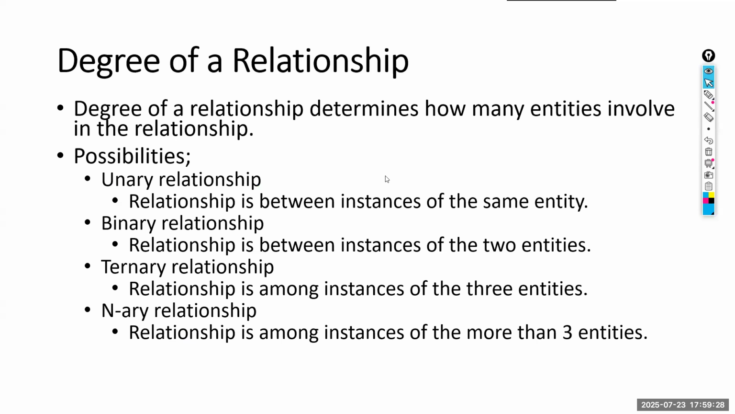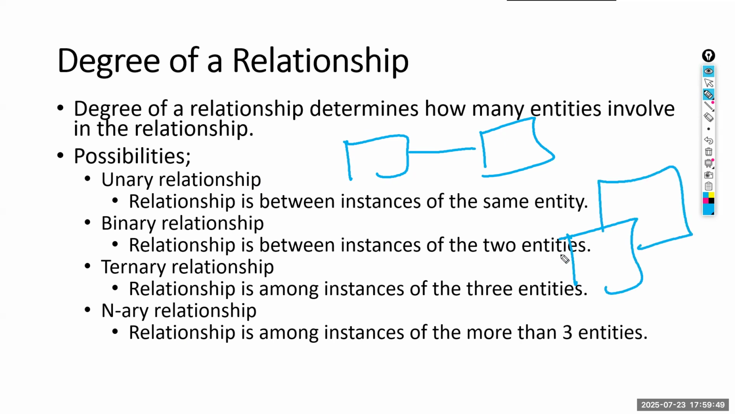Right. What is the degree of a relationship? How many entities, or how many relations, or tables, are involved in the relationship? So this is a binary relationship. This is a unary relationship. We discussed that. This is a ternary relationship. If it is more than three, you call it n-ary and so on, quaternary.